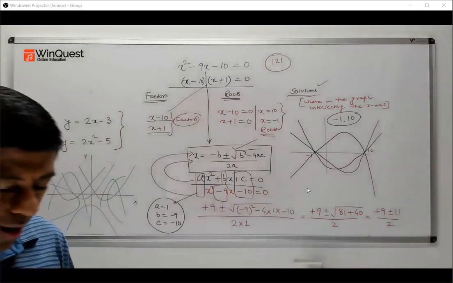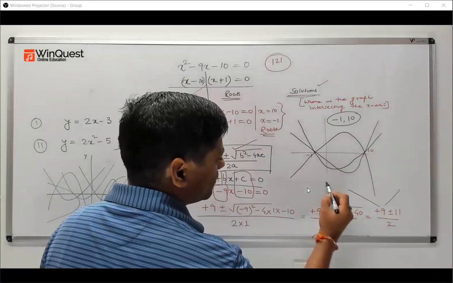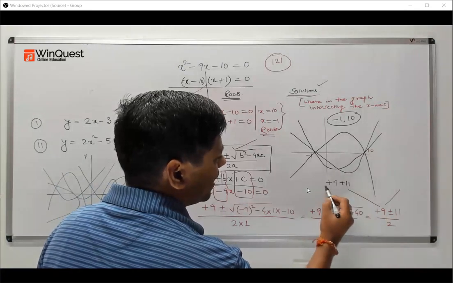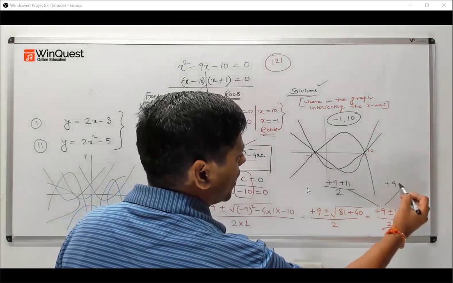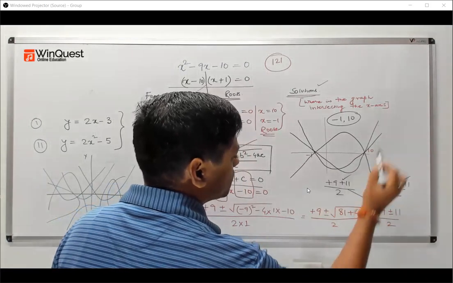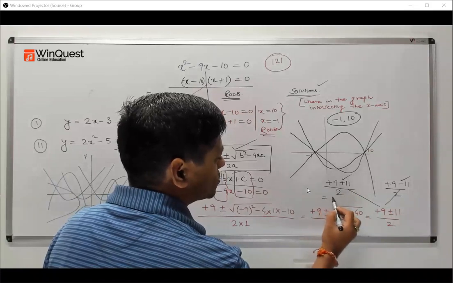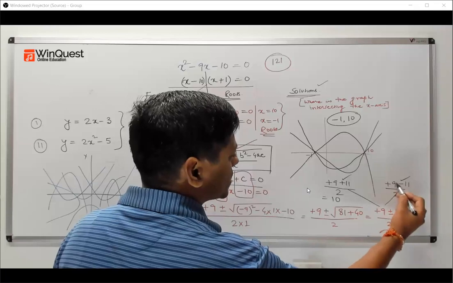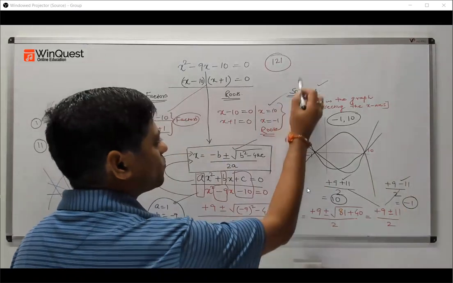Now I'm going to break this into two parts. One is +9 and I will pick the +11 part, by 2. Another part is +9 and the negative part, which is -11, by 2. So note the difference: here is negative and here is positive. This becomes 11 plus 9, which is 20 by 2, equals 10. 9 minus 11 is -2, -2 by 2 equals -1. See, you have got the same roots as what we have here.